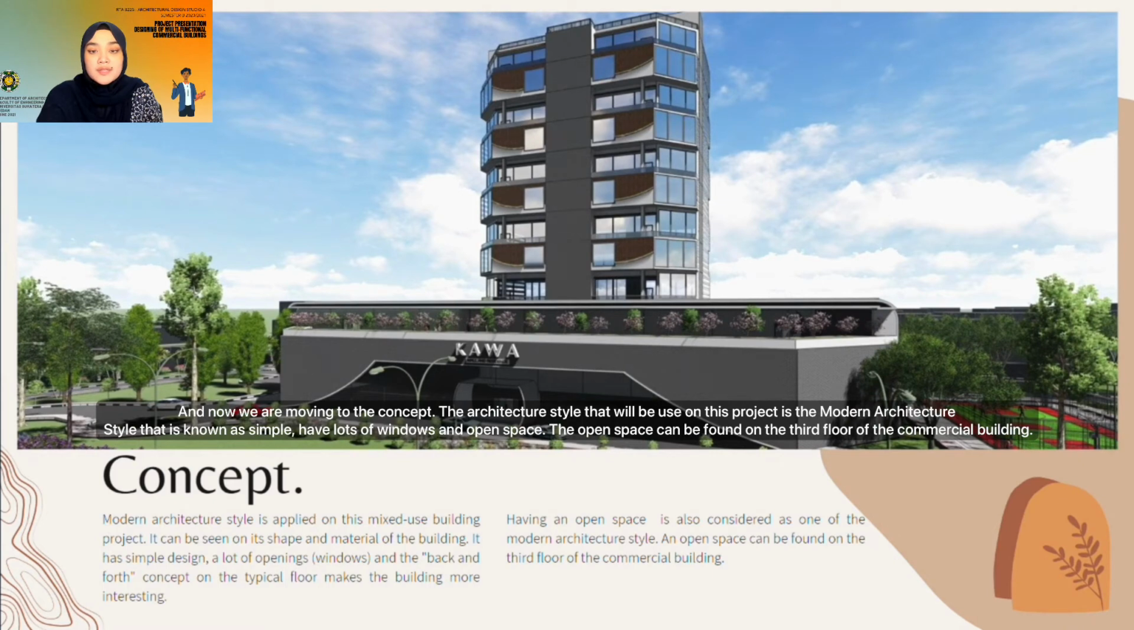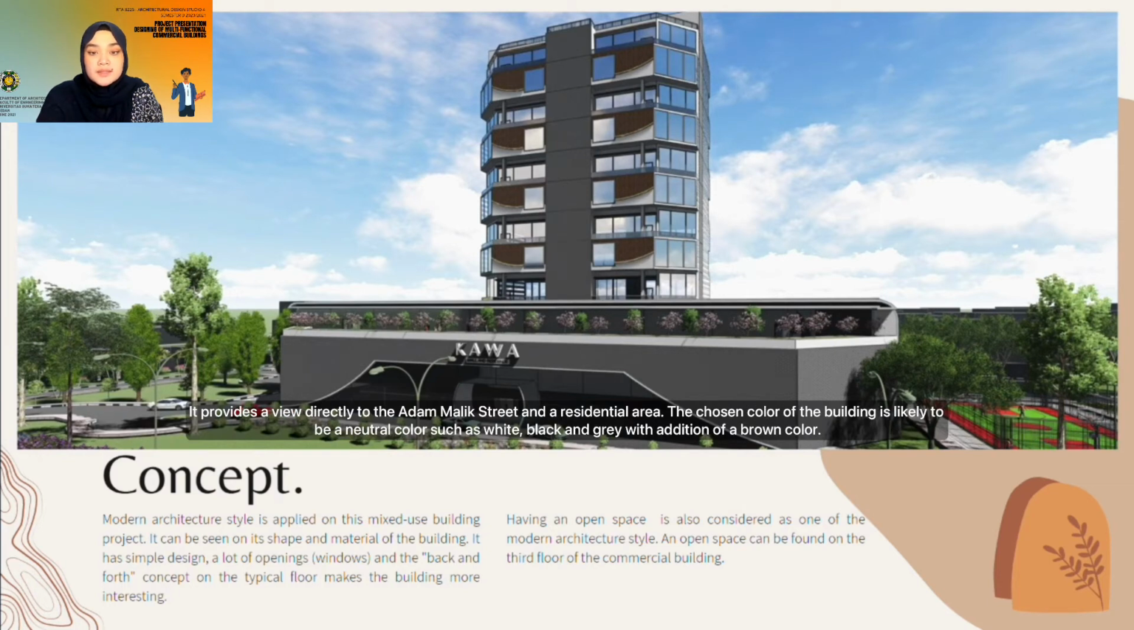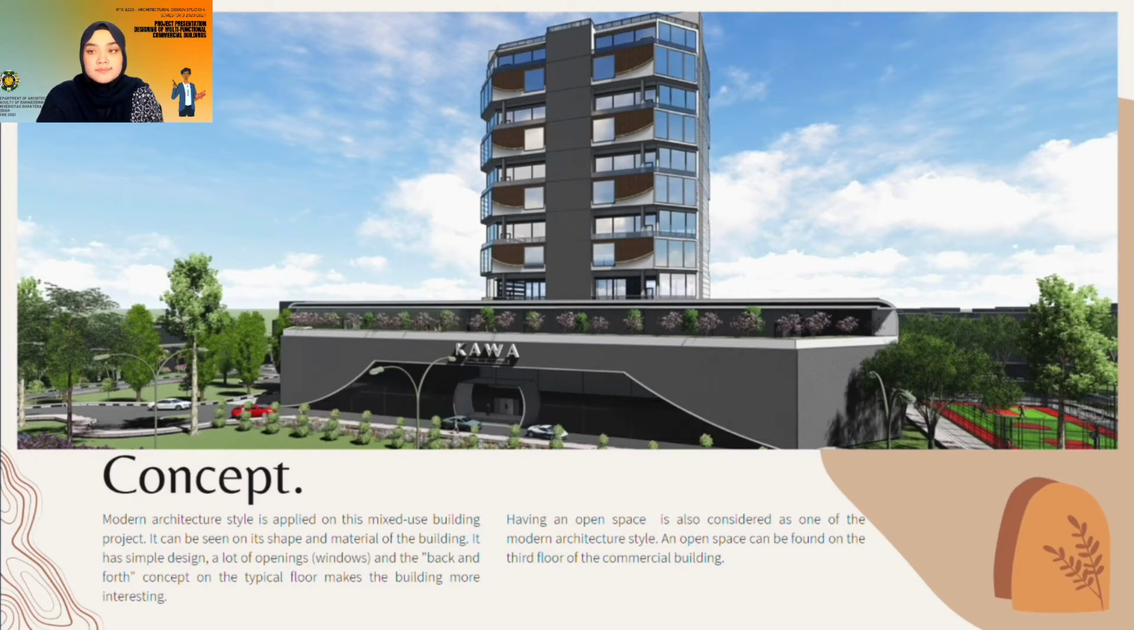The architecture style that will be used on this project is the modern architecture style, which is known as simple, with lots of windows and open space. The open space can be found on the third floor of the commercial building. It provides a view directly to Adam Malik Street and the residential area. The chosen color of the building is a neutral color, such as white, black, gray, with the addition of a brown color.